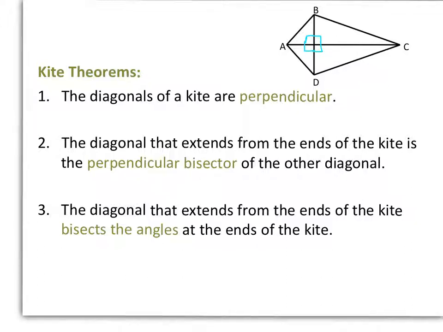2, the diagonal that extends from the ends of the kite is the perpendicular bisector of the other diagonal. So key word there, bisector, which means it's cutting the angles in half and making them congruent. And finally, number 3, the diagonal that extends from the ends of the kite bisects the angles at the ends of the kite. So same idea there, it's making the angles at the ends of the kite congruent. So bisects is our key word there.